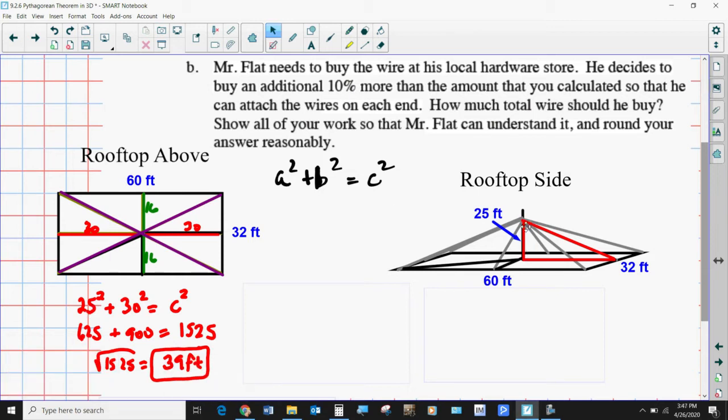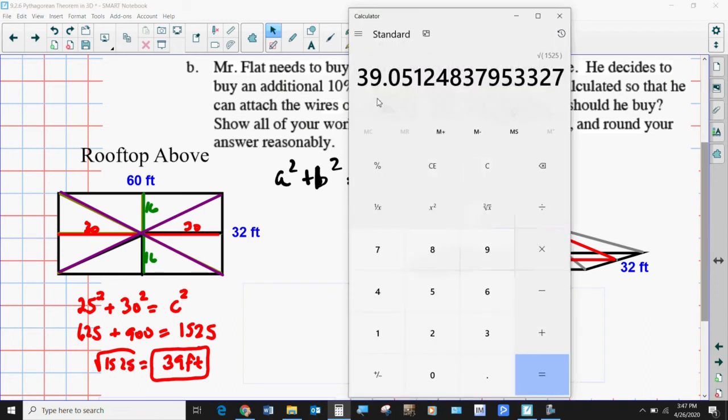This is one leg. We take 25 squared, that's 625. This is the second leg, and it's half of the distance from this dimension of the rooftop. So this will be 30. We'll square it to make 900. And 625 plus 900 is 1525. So when you take the square root of that, it is 39.05, and so on. Let's just round that to 39 feet.